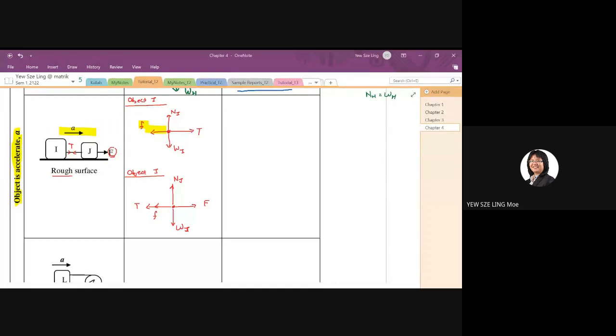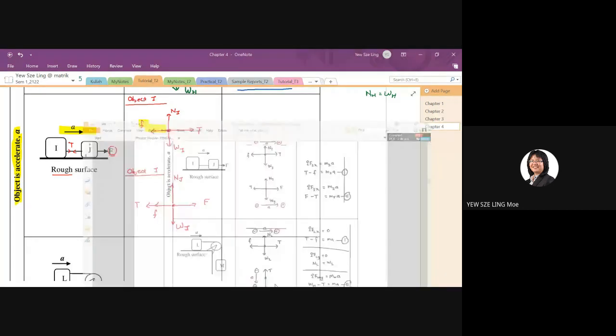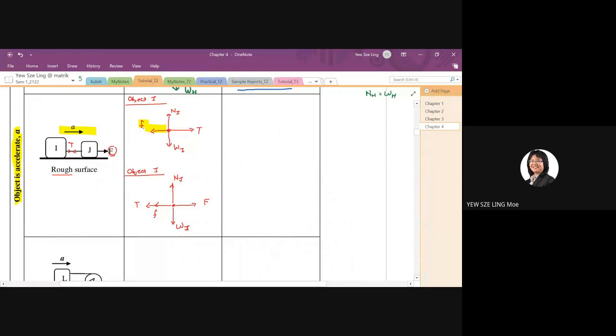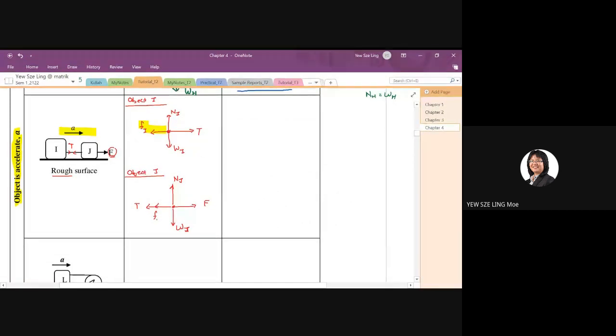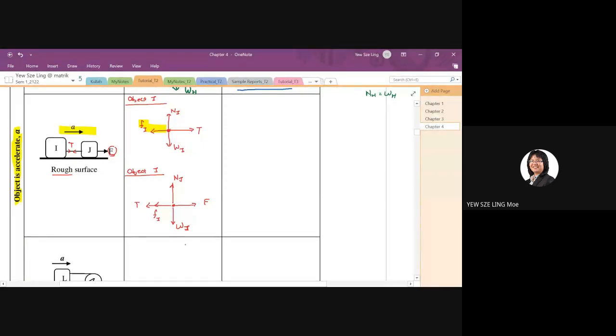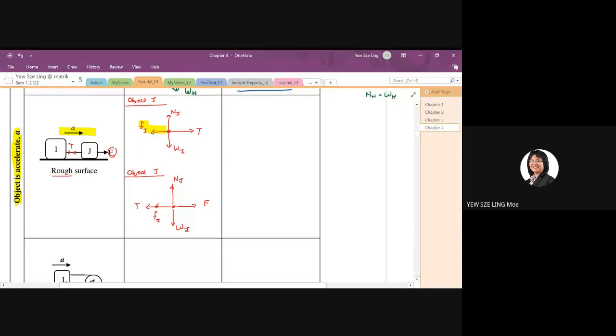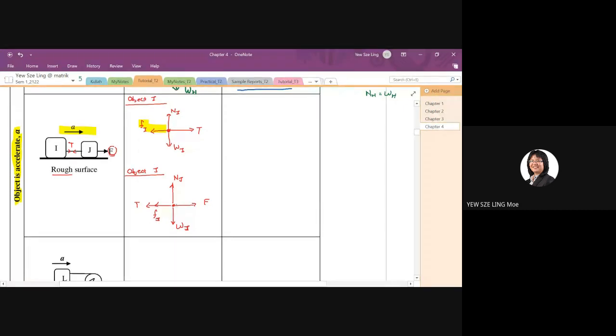And these two frictional forces, they have different values. So this is your Fi, and then this is your Fj. So Fi and Fj. So why subscript F?